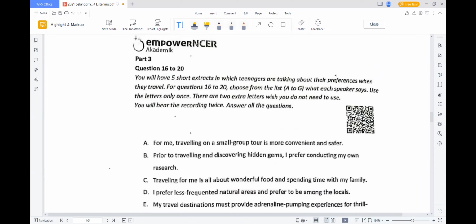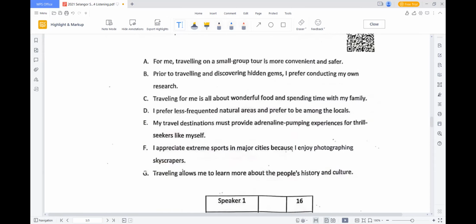So let's look at this one, part 3. Part 3 is a different set of questions. Usually they have 5 short extracts, and there will be 2 answers which are extra. Here it says that you will hear 5 short extracts in which teenagers are talking about their preferences when they travel. For questions 16 to 20, choose from the list A to G what each speaker says. Use the letters only once. There are 2 extra letters, which you do not need to use. You will hear the recording twice. Answer all the questions.